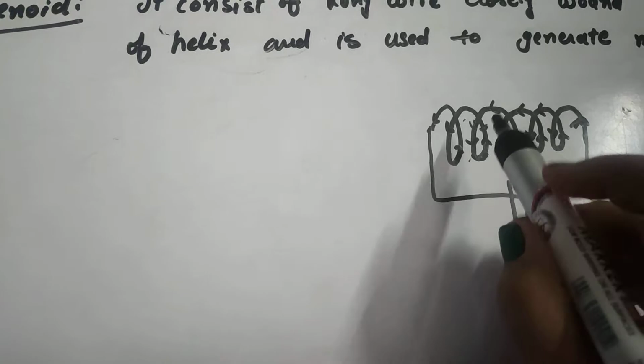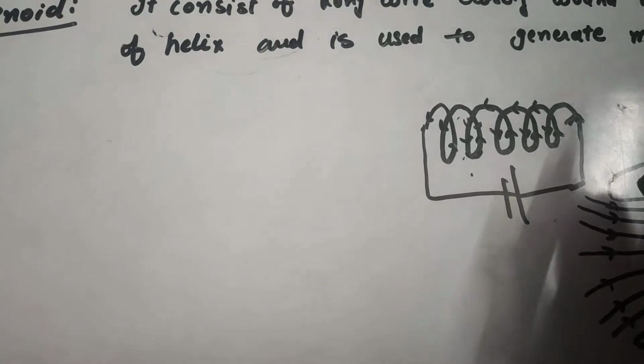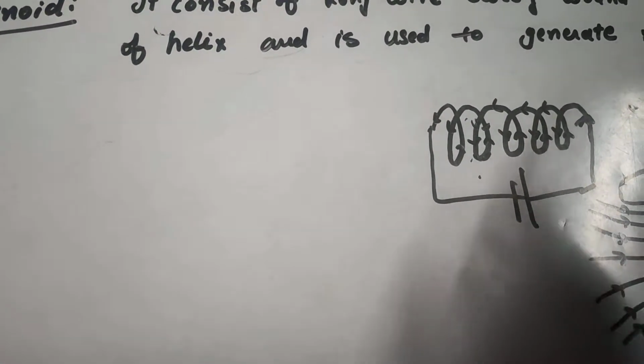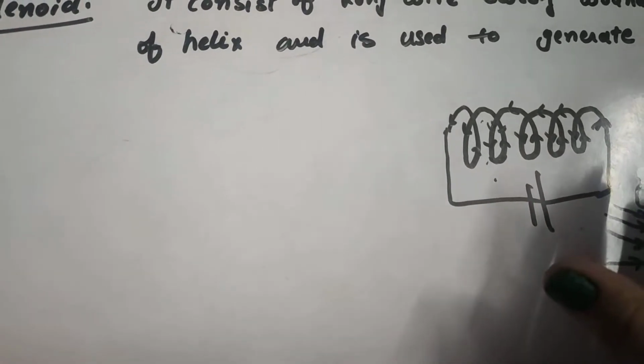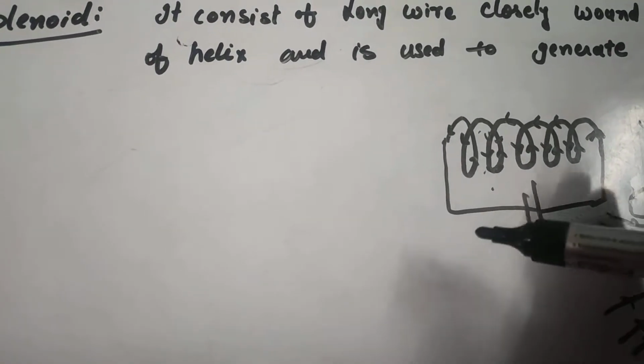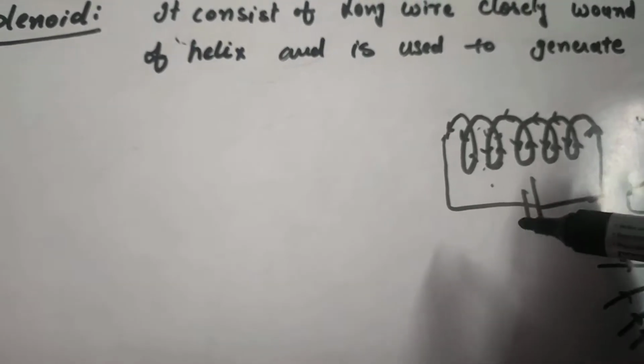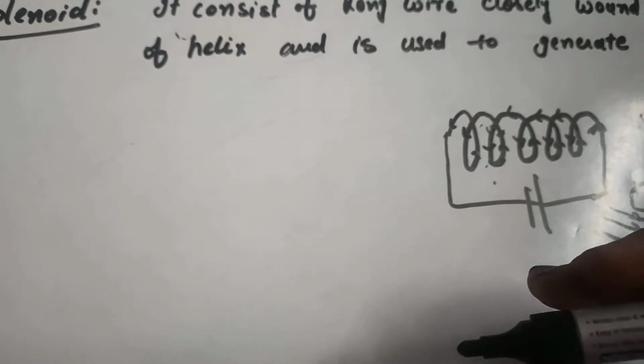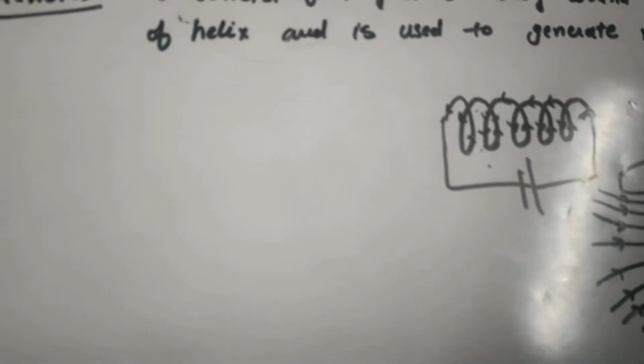Since at the end points of a solenoid the direction of current is opposite, the magnetic field produced by them will cancel out each other. So the more closely the coils are spaced, the more strongly they will cancel each other's effect. So what is left is the uniform magnetic field at the center part only.